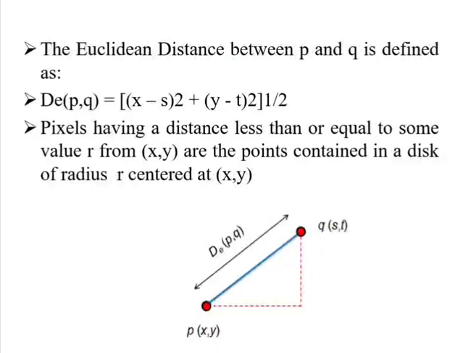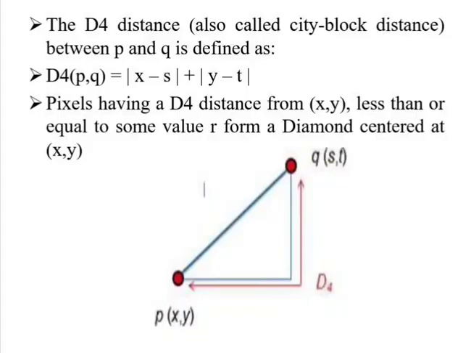The next one is the chessboard distance. The D8 distance, called the chessboard distance between P and Q, is defined as D8(P, Q) is equal to the maximum of the magnitude of x minus s and the magnitude of y minus t. In this case, the pixels with the D8 distance from x comma y less than or equal to some value r form a square centered at x comma y. The figure represents the chessboard distance between P and Q.